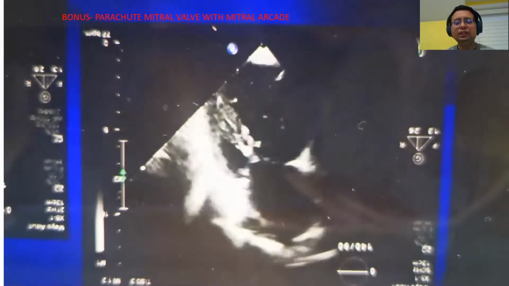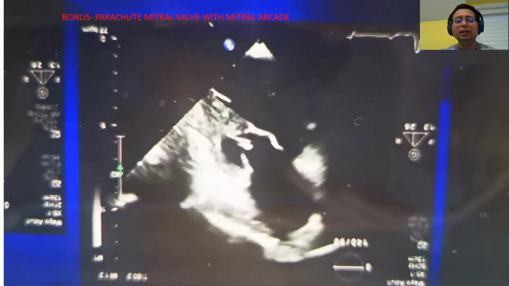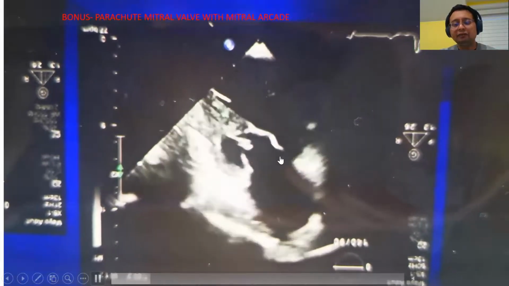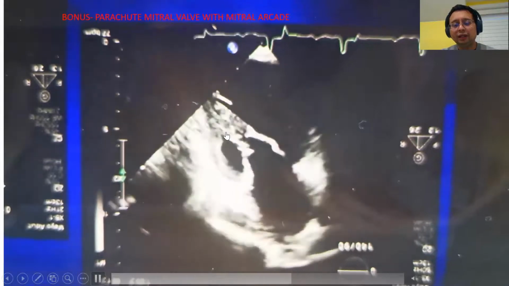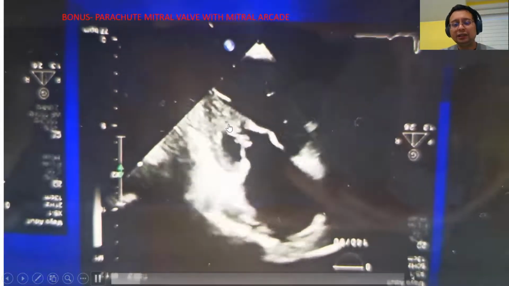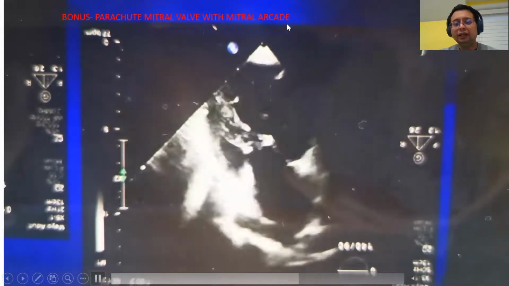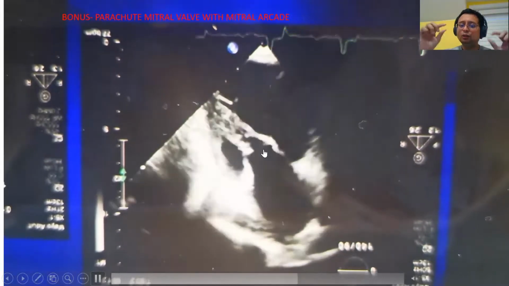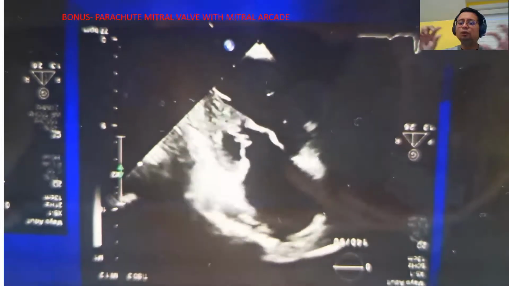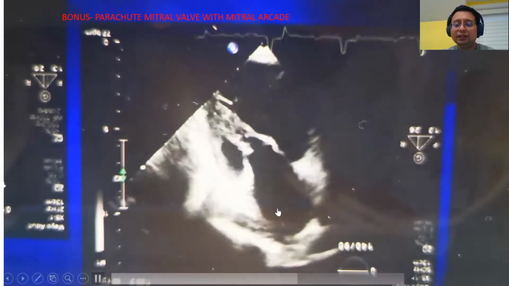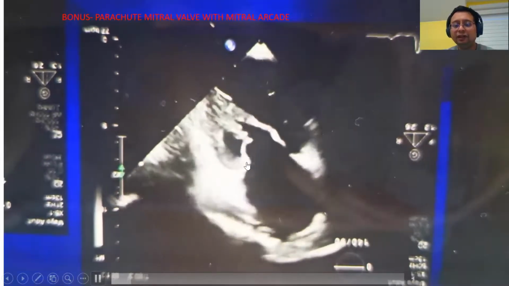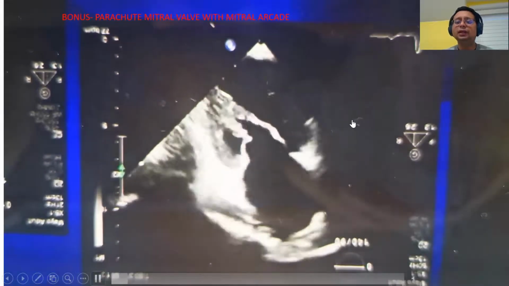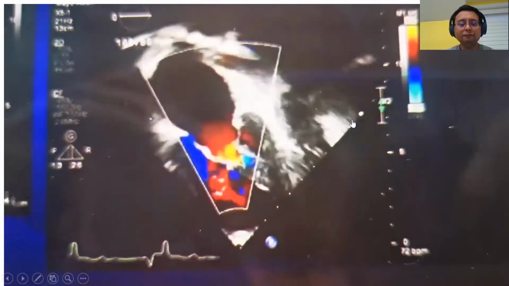I just wanted to finish with a few bonus cases. So this is someone with parachute mitral valve, so the anterior mitral valve leaflet and posterior valve leaflet are attached to only a single papillary muscle. What I mean is mitral arcade. Mitral arcade is when the leaflet is attached to very short chordae tendineae, or there is no chordae tendineae at all. As you can see, in this patient's posterior mitral valve leaflet, there is no chordae or very little chordae attached to the papillary muscle. That is a mitral arcade.